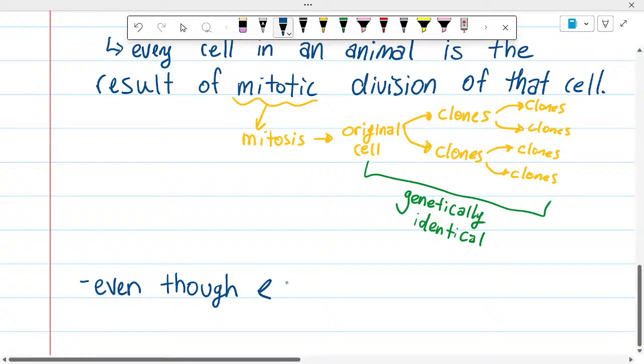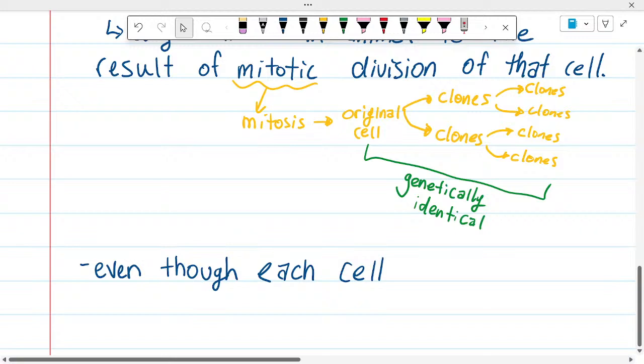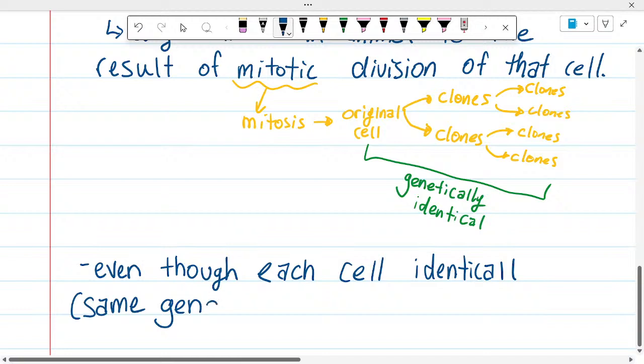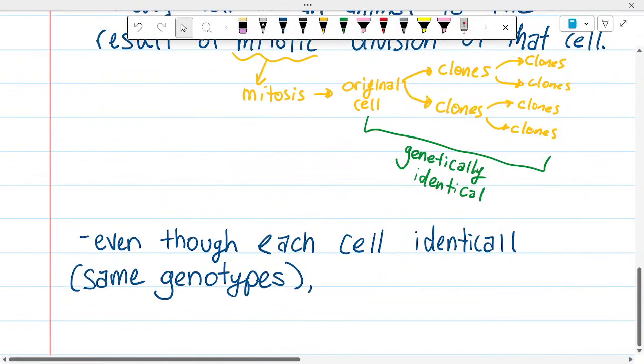Even though each cell is genetically identical, our epigenetics, or our epigenome, determines which genes get expressed, which genes get turned on and turned off inside of a cell. And the result is that they're going to form different functions. Epigenetics.